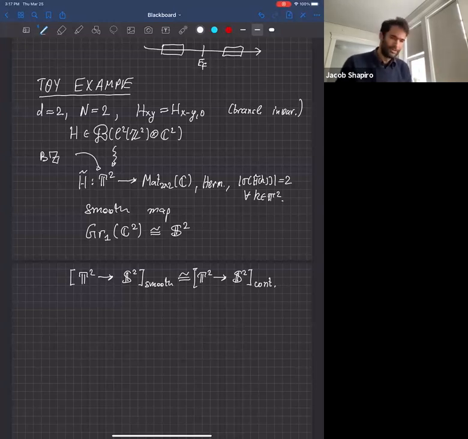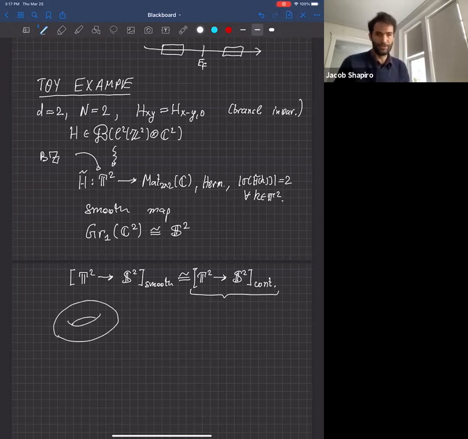Okay, and then the space of all continuous maps from the 2-torus to the two-sphere is something that we understand rather well. It's, I guess, classical by now. You can think of the 2-torus as, or maps from the 2-torus into a space.